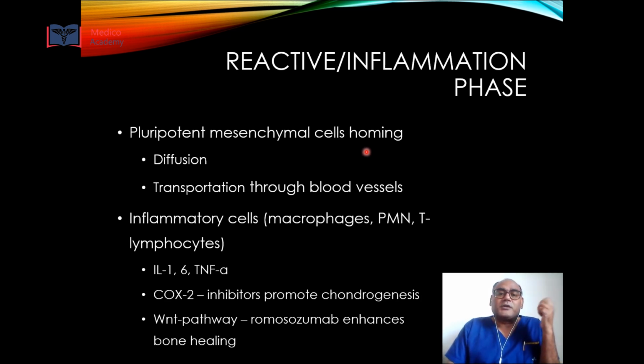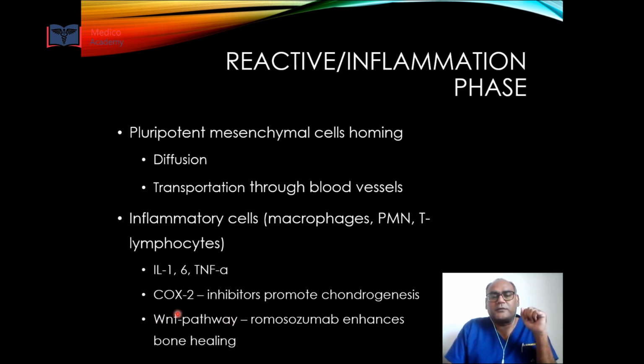Now, what actually mediates this phase? These are the inflammatory cells, the macrophages, the polymorphonuclear leukocytes, and the T lymphocytes. They secrete the cytokines like interleukin 1, 6, TNF alpha, and COX-2 enzyme is very important for producing this inflammatory phase. If we suppress it using COX-2 inhibitors, it is also going to cause slow union because we are suppressing the first stage of fracture healing.